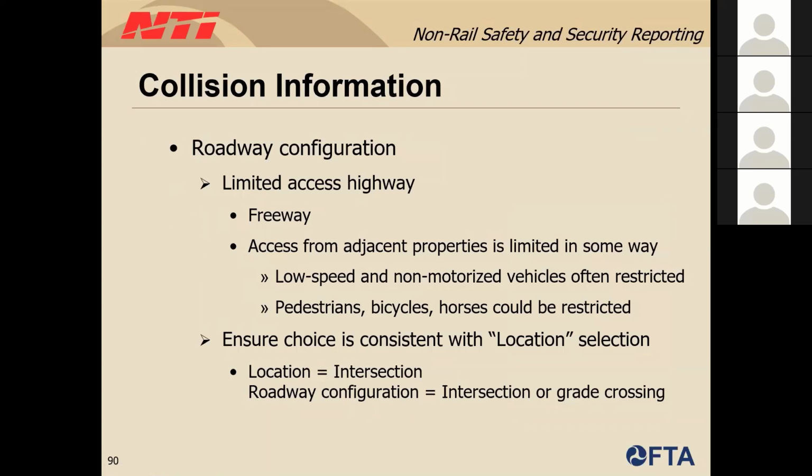Here are some considerations when reporting the roadway configuration. You would select limited access highway to report an incident on the freeway. A limited access highway has access limited in some way. For example, it may not allow pedestrians or bicycles. Please be sure that the location chosen on the collision event information screen is corroborated here on the collision information form.